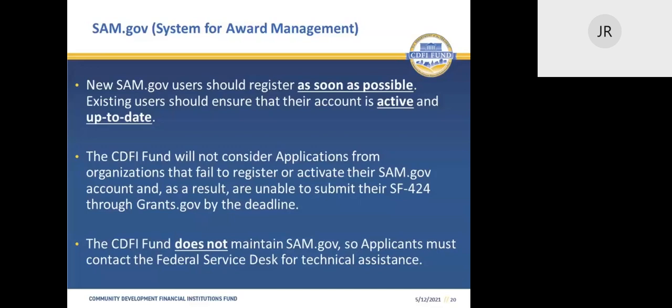Therefore, applicants are strongly encouraged to submit the SF-424 as early as possible in the Grants.gov portal, since submission issues may impact the ability to submit the overall application. The CDFI Fund does not manage Grants.gov or SAM.gov and is unable to respond to any questions related to these systems. Therefore, questions related to SAM.gov registration or submission should be communicated directly to them, and their contact information can be found on their website.